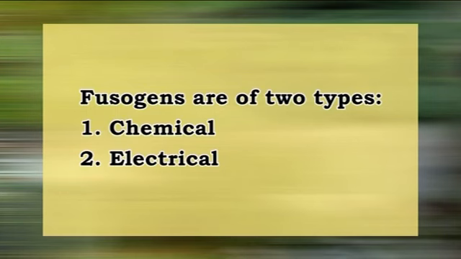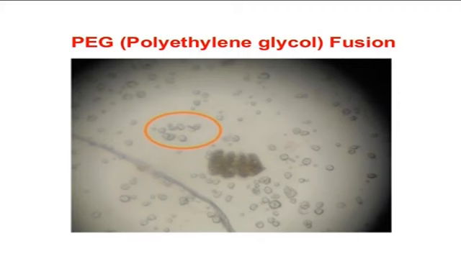Fusogens are of 2 types, chemical and electrical. Polyethylene glycol is a chemical fusogen. It is not used as a universal fusogen since it is toxic to protoplasts of some plants. Alternatively, pulses of electric current are applied to the fusing protoplasts. This method is known as electrofusion.